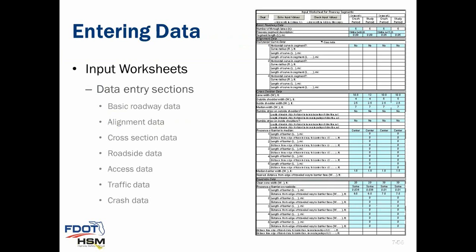The rows in the input data worksheet are arranged in logical groups to facilitate data entry. There are 7 groups in this worksheet. Within each group, there's a heading, and it's shown in a row with a gray background. Each group corresponds to one of the data entry sections listed on the left side of this slide. Collectively, these groups describe the geometry, the traffic volume, and crash history for each segment.